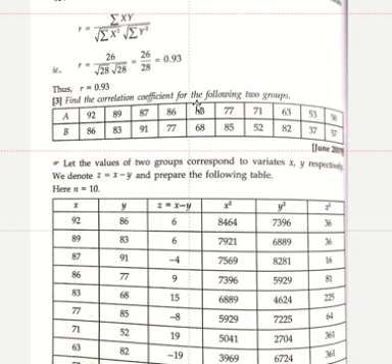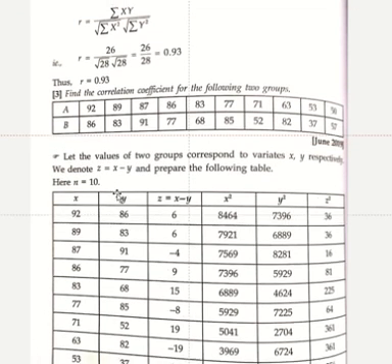Next problem. Find the correlation coefficient for the following two groups. These are the values for A. These are the values for B. Let the values of two groups correspond to variables or variates x and y respectively. Here A is for x and B is for y. We denote z is equal to x minus y and prepare the table. And here, what is n? N is the number of observations. Totally 10 observations are there, therefore n is equal to 10.